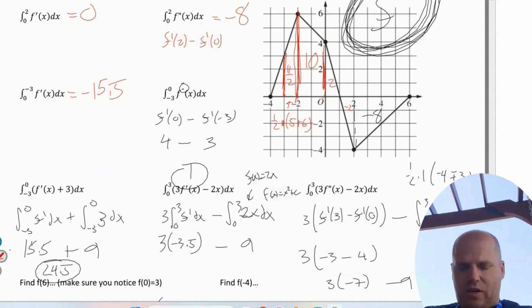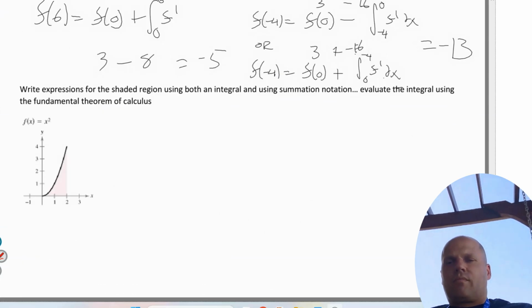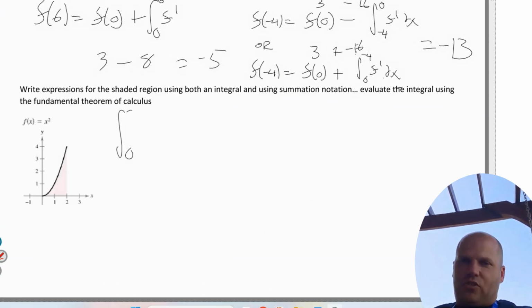Now, what's the integral from 0 to negative 4? This was 10. This was 6. So this will be 3 plus negative 16, or this will be 3 minus 16. All right, and then what I wanted to try to get to, though I don't think it's important, I don't want to waste time, is how you can use the fundamental theorem of calculus to get that this is 8/3.